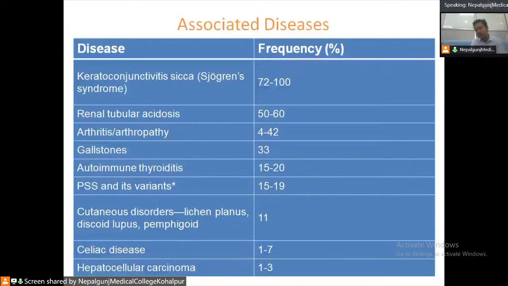So, associated diseases. If you have taken the history and the patient has signs and symptoms of PBC, try to find out whether the patient may have other diseases, like keratoconjunctivitis sicca, Sjogren syndrome. You will take the history regarding Sjogren syndrome. Renal tubular acidosis, rheumatoid arthritis, gallstones, autoimmune thyroid disease, PSC. So always try to take the history regarding the presence of other autoimmune diseases, because if the patient has one autoimmune disease, the chances of another autoimmune disease are very high.